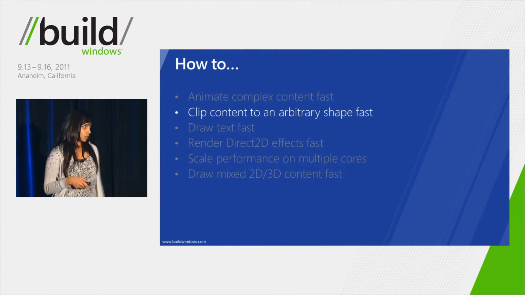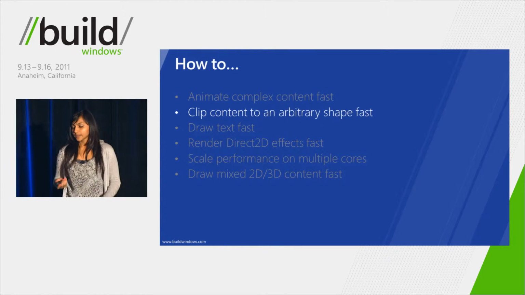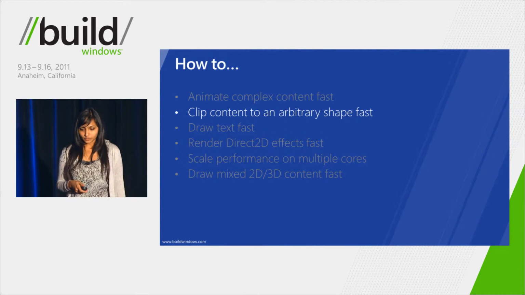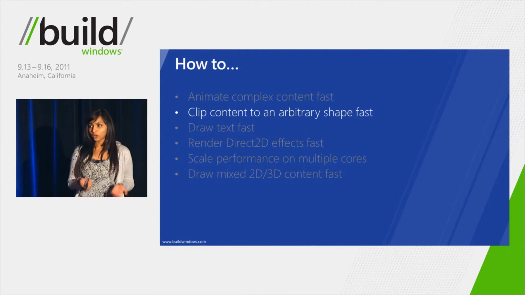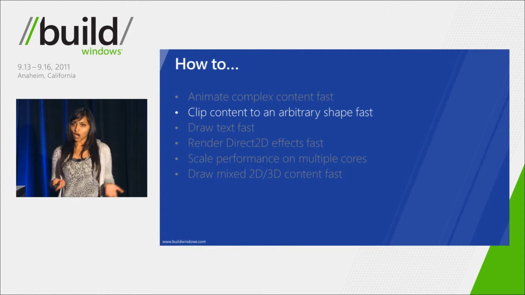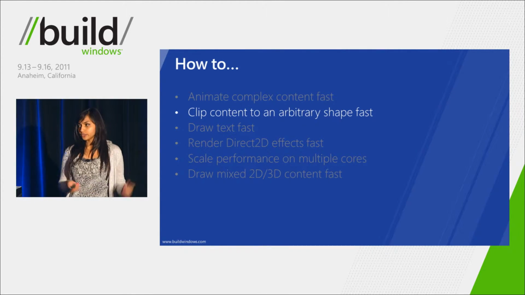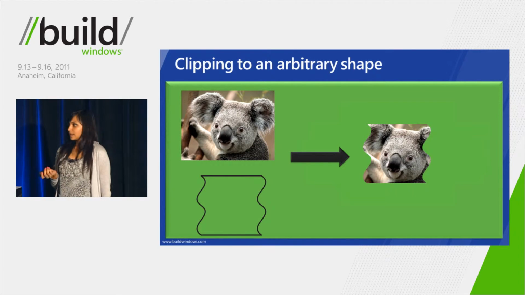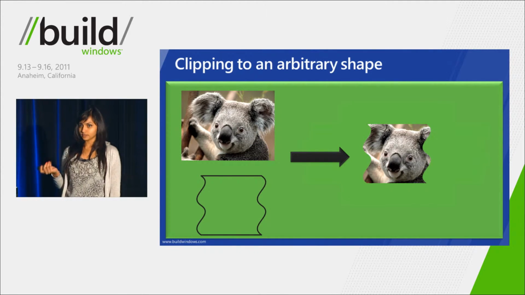Okay, we're back to our 6 scenarios. The second scenario, and I think it's also very common, is that a lot of times you want to clip your content, your scene, to an arbitrary geometry. For example, in this case, a really cute koala wants to look even fancier, so I apply this geometry to it, and yeah, I think it's happier like this.